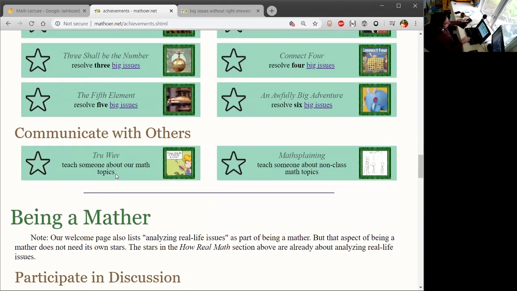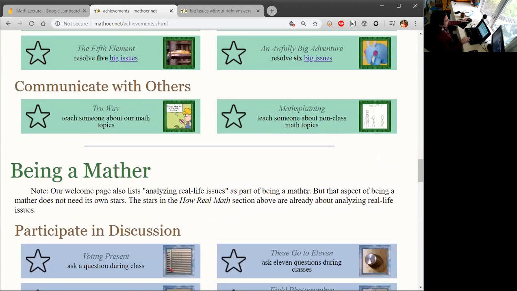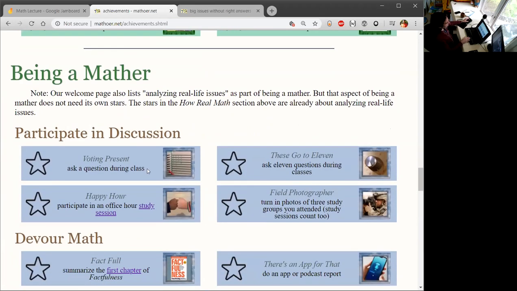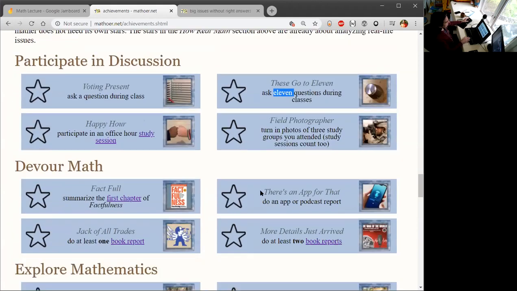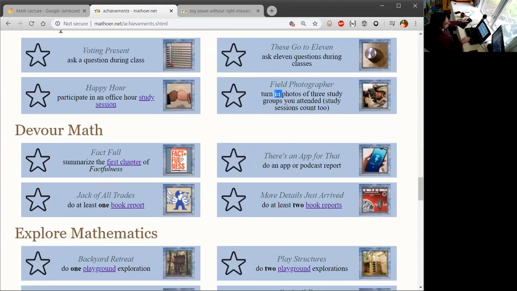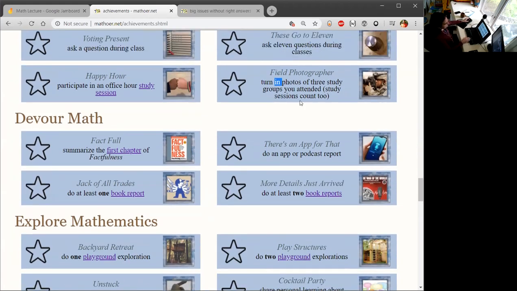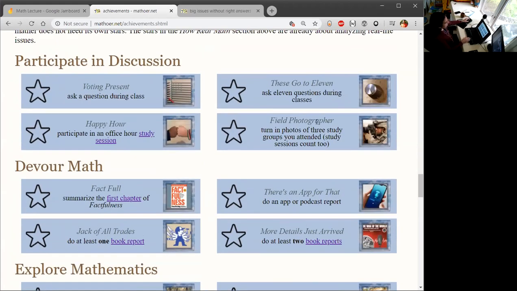Can you teach someone else about our math topics, or teach someone about some non-class math topics, things like that? Can you ask a question during class, or maybe even ask 11 during the whole term? Study groups, I normally don't see them, but if you're at 3 of the study sessions, then you don't actually have to take a picture of that. If you're working with somebody at your house or something on math, then just take a picture. If you don't want to be in the picture, take a picture of your books and your scratch paper. I don't have to see your face.